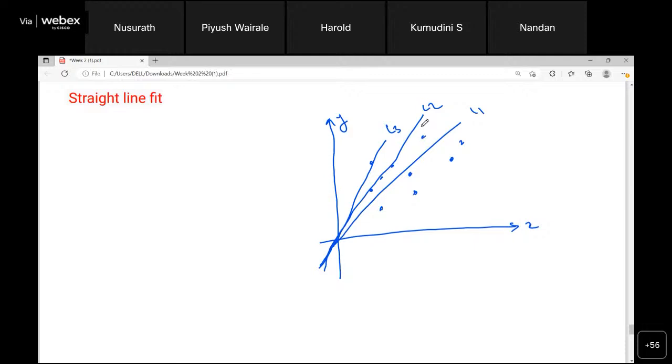So the best line fit will be the line for which the SSE will be minimum, that is, the sum of squared error will be minimum. So that line will be my best fit line. What is minimum? The distance between the points and this particular line is minimum. This distance is the parallel distance from the y-axis. If these distances are minimum, then I can say this is the best fit.